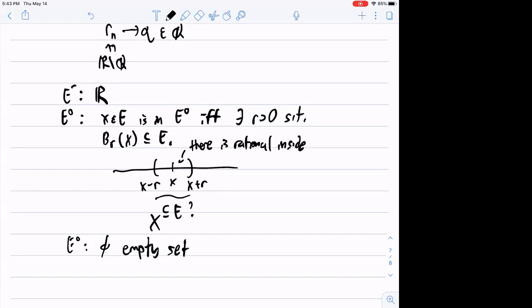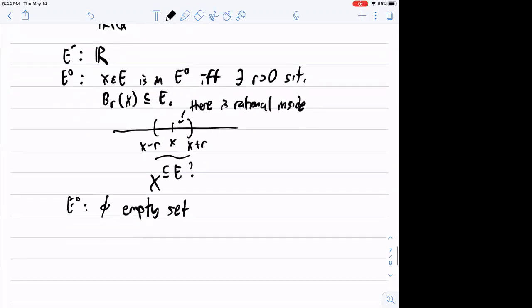No matter what ball you choose, pick any point in E, draw a ball around it. You're not going to be contained in E, because you contain rational numbers. So this is the empty set. So you sort of see here, let me just make a note for people: open and closed are not complete opposites, right?